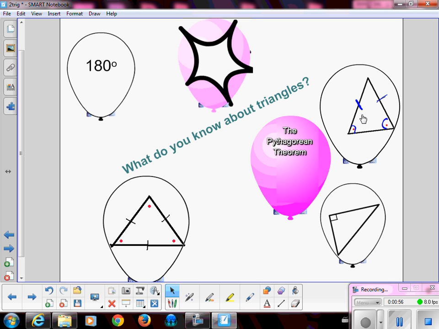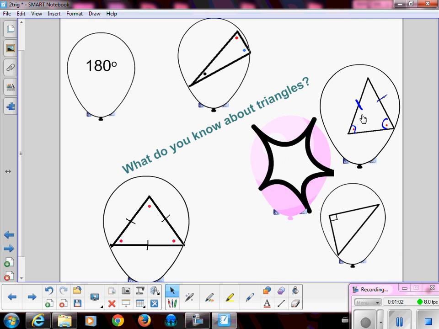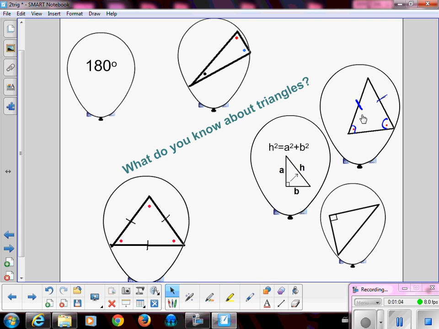A scalene triangle is one where none of the angles are equal to each other. And finally, Pythagorean theorem, which we've already studied, we know that the hypotenuse squared equals the sum of the squares of the other two sides. So this is information that you have in front of you right now that is considered common knowledge. Okay, and for most of you, it is common knowledge.